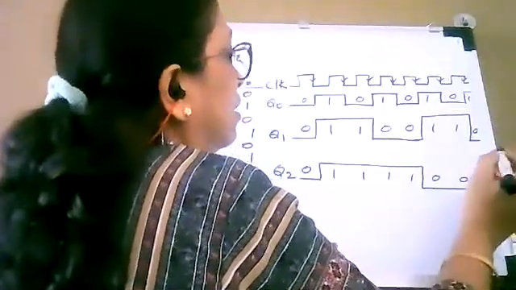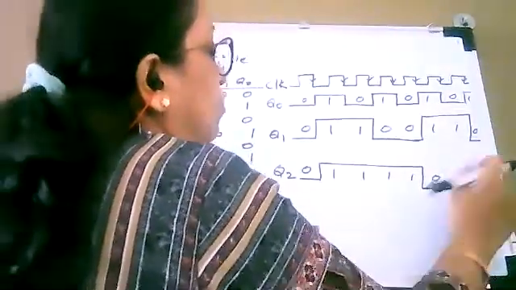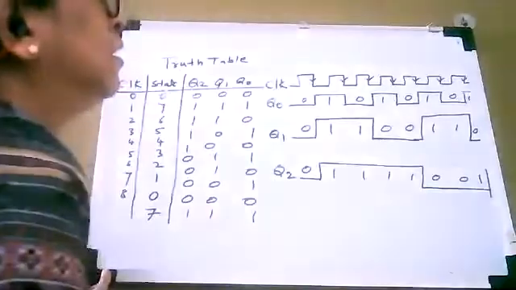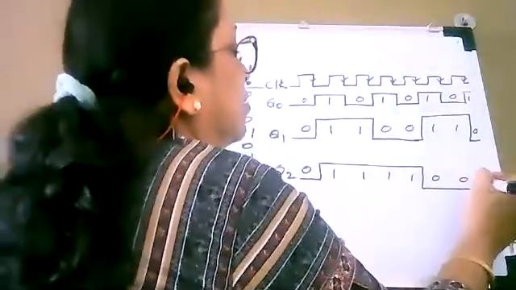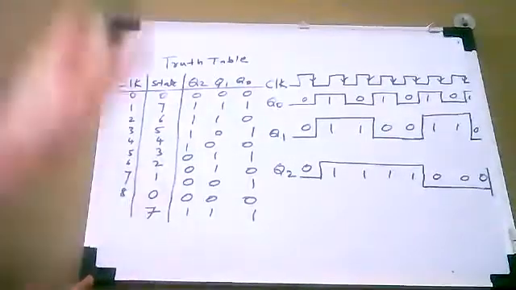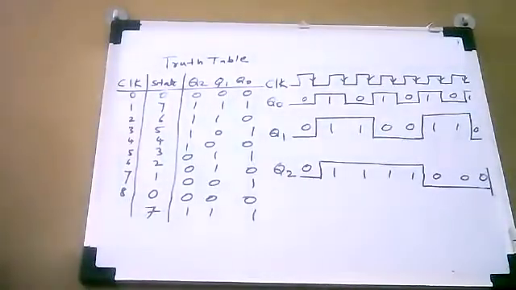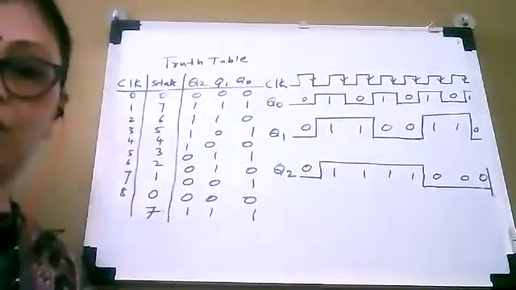And here it will be, sorry, 0, 0, 1. Correct. 0, 0, 1. So it is correct. And after that, it will be 1, 1, 1 again. Okay. So you can extend this timing diagram yourself.